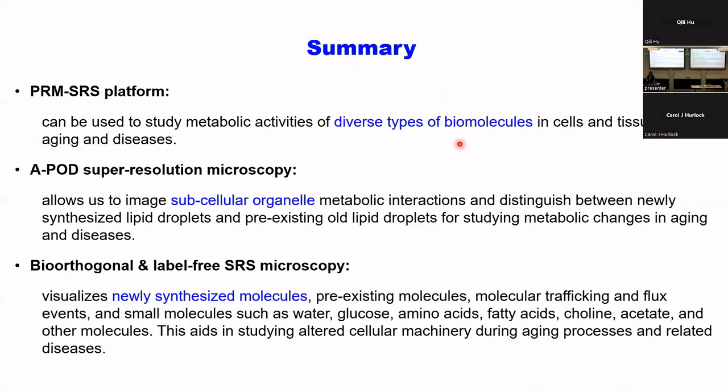So to summarize my talk, I mentioned three imaging technologies. PRMSS is to detect the diversity of biomolecules in cells and tissues. A part is for super resolution, to see subcellular organelles like mitochondria, lysosomes or lipid droplets. Bioorthogonal is for newly synthesized molecules. So we can combine all three technologies together to see subcellular organelle level, super resolution, and metabolic dynamics, and you can study this for aging or disease-related questions.